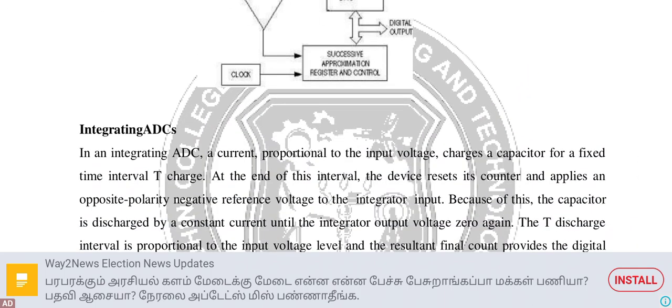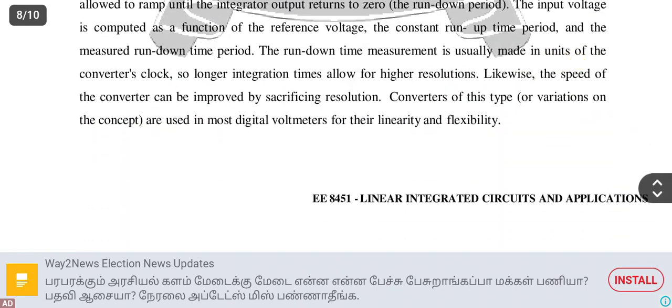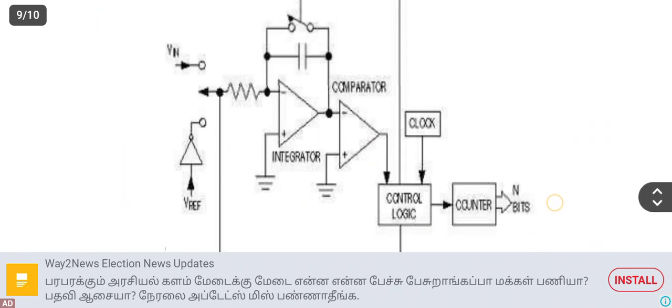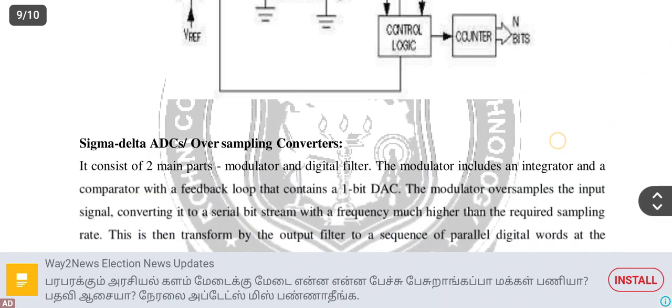The next one is the integrating type of ADC. Here a current proportional to the input voltage charges a capacitor for a fixed time interval. At the end of this interval, the device resets its counter and applies an opposite polarity negative reference voltage to the integrator. This diagram represents the integrating type ADC.